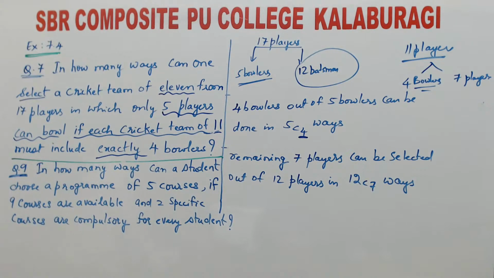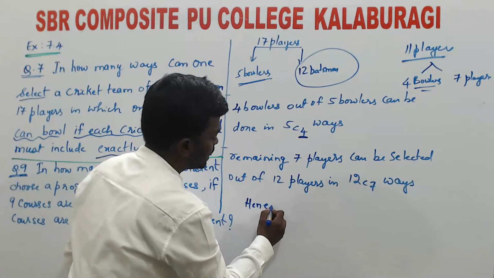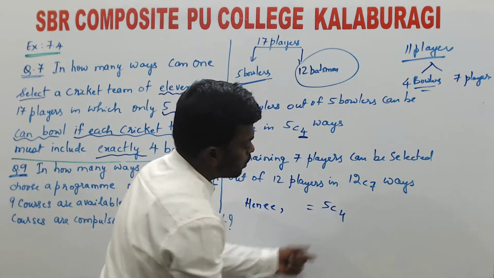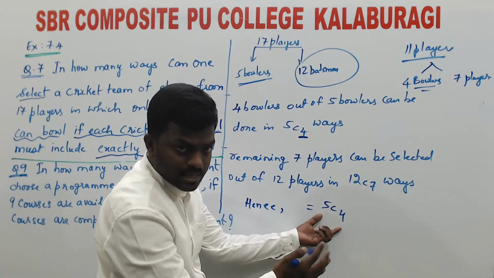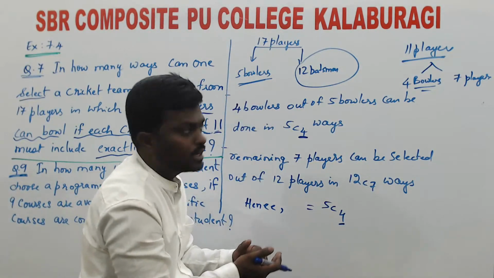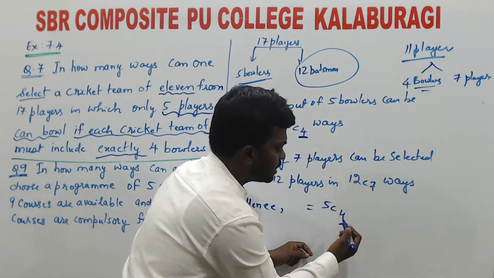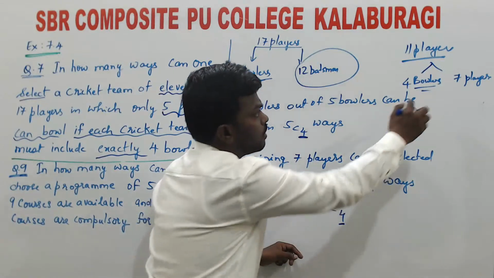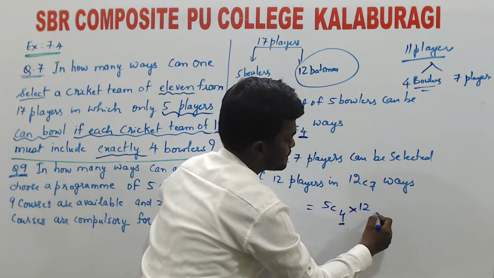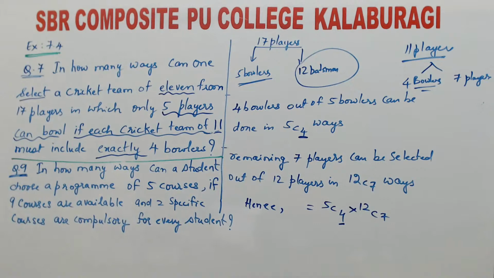So hence by the multiplication principle, the total number of ways is equal to 5C4, the selection of 4 bowlers, into 12C7. The team should also be completed, right? Only 4 bowlers are picked, but a team comprises 11 players, so the remaining 7 players can be picked among the 12. Now just keep on simplifying, you will get the answer.